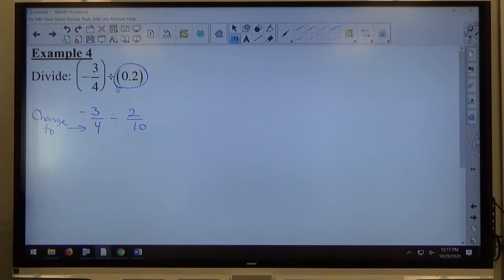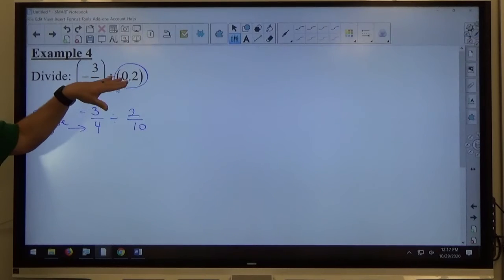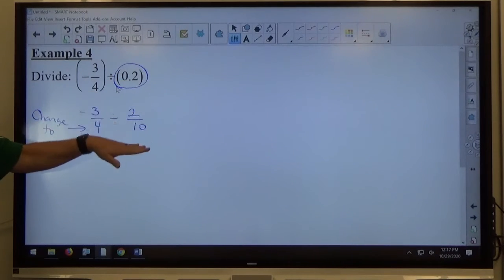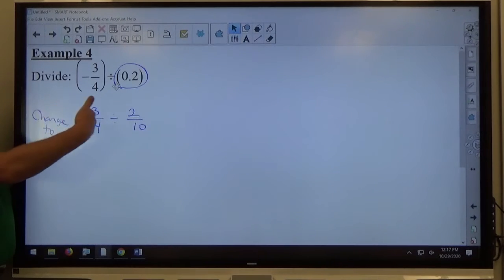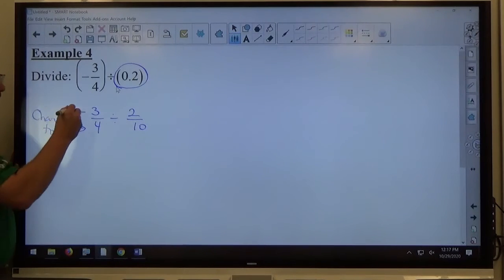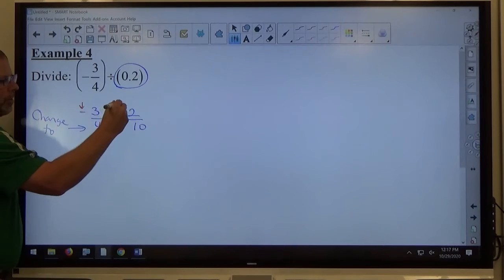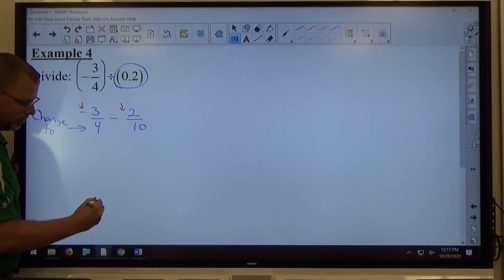All right. So, -3/4, the first number is already a fraction. I'm changing my decimal number 0.2, which, if you read it correctly, is read as 2/10, so 2/10, right? Just so we can get to the division of fractions idea. Sometimes you're going to have fractions in your division statement, and notice that this is a -3/4, this is a positive 2/10. Signs are opposite, so I get a negative answer.